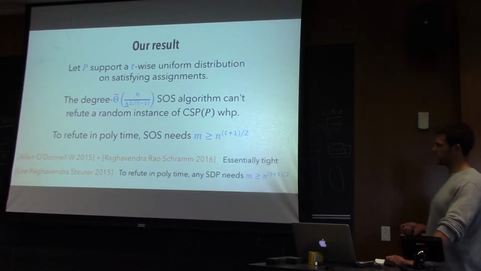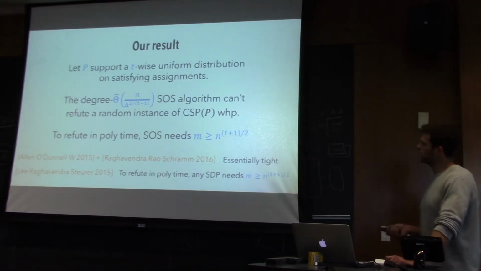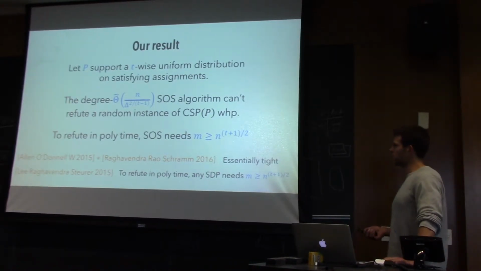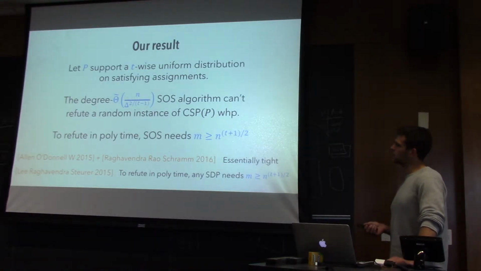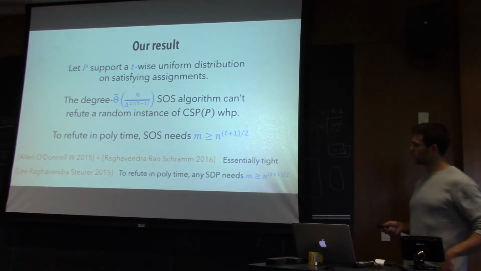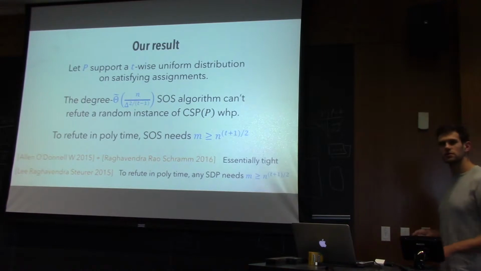In addition, by work with Lee, Raghavendra, and Steurer, this is all you need to do to show that really any SDP needs this many constraints to refute in polynomial time. So any algorithm in this framework that I showed with that black box earlier needs this many constraints.